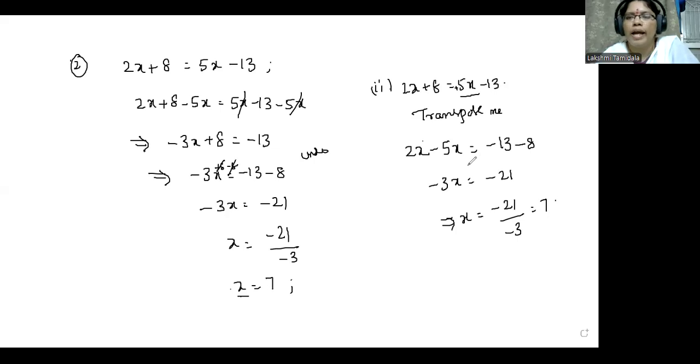You got it? I explained here two methods of solving a linear equation. Okay, this is a linear equation. The second method is where we get variables on both the sides. And the third method is x minus 2 minus x minus 5 is equal to 4.